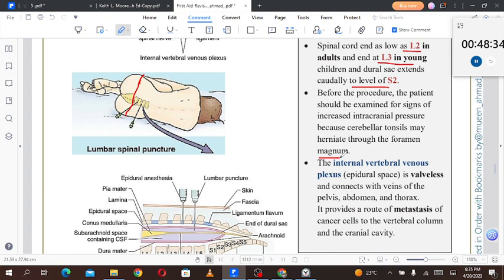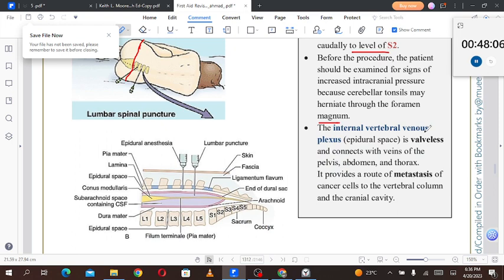If we see signs of raised intracranial pressure in the patient, maybe the patient is having severe headache, or papilledema, or some visual impairment, we are not supposed to do the lumbar puncture. Because in that case, whenever we insert the needle, there will be a gush of cerebrospinal fluid coming out of the puncture needle, and there is a chance of cerebellar tonsils herniating downwards, which can prove fatal.